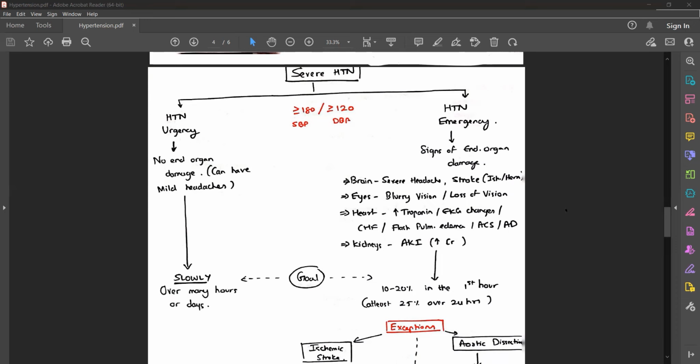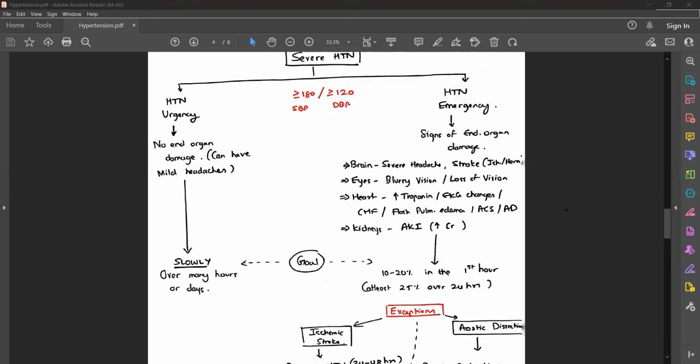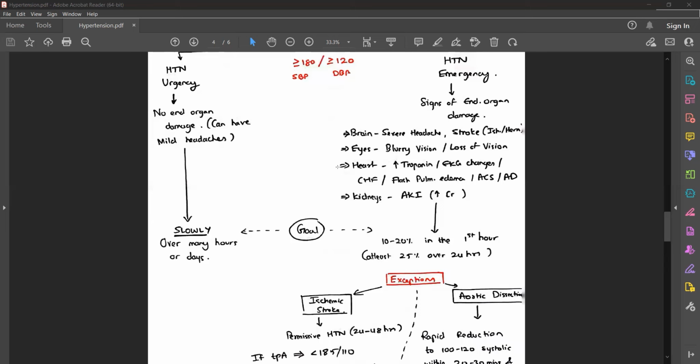So for signs of end organ damage, when we call it hypertensive emergency, you're going to look at the brain, eyes, heart, and the kidneys. If the patient is having a stroke that's precipitated from the high blood pressure, ischemic or hemorrhagic, severe headache, loss of vision, blurry vision. In case of heart, if there is a troponin leak, EKG changes, patient having congestive heart failure and going into acute exacerbation from the high blood pressure, having flash pulmonary edema, and acute coronary syndrome, aortic dissection. In all these cases, we will consider it as hypertensive emergency. If the patient is having renal dysfunction, elevation in the creatinine or AKI from this elevated blood pressure, then we'll say it's hypertensive emergency.